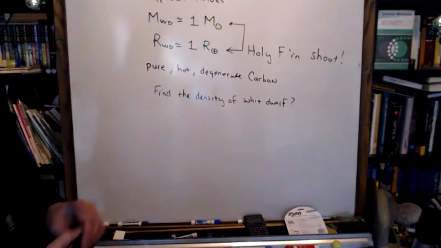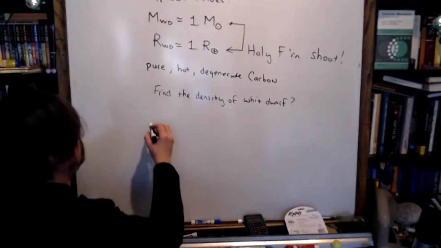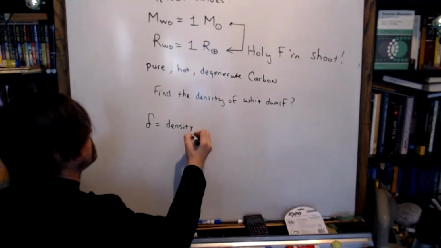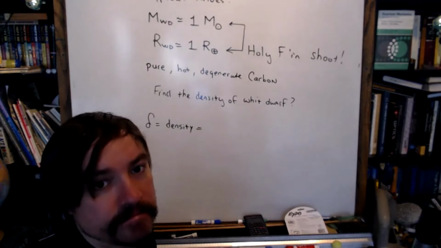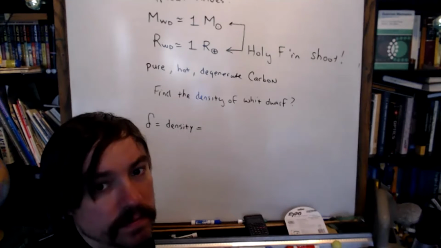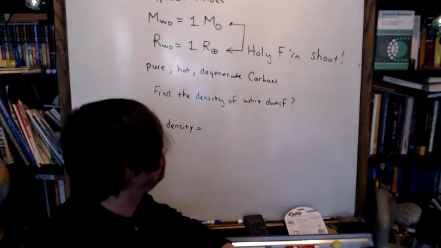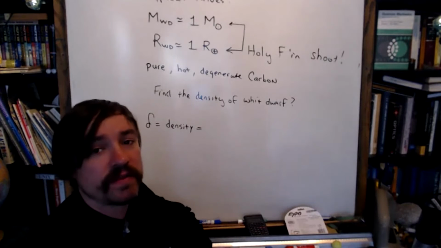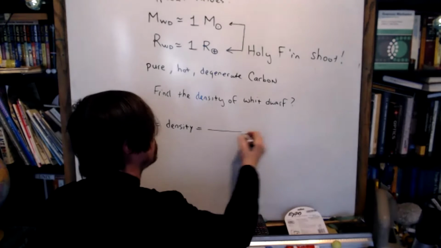Do you guys know the formula for density? I like to use this symbol delta for density. That's my preference. How do we define density? No? Runsack. I think it's mass over volume. Very good.